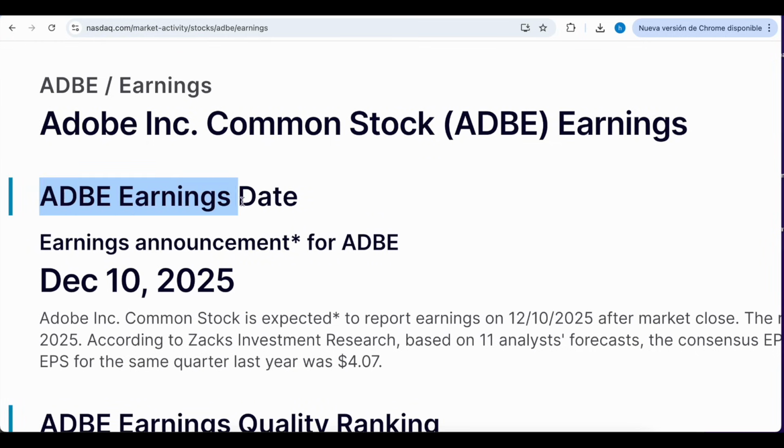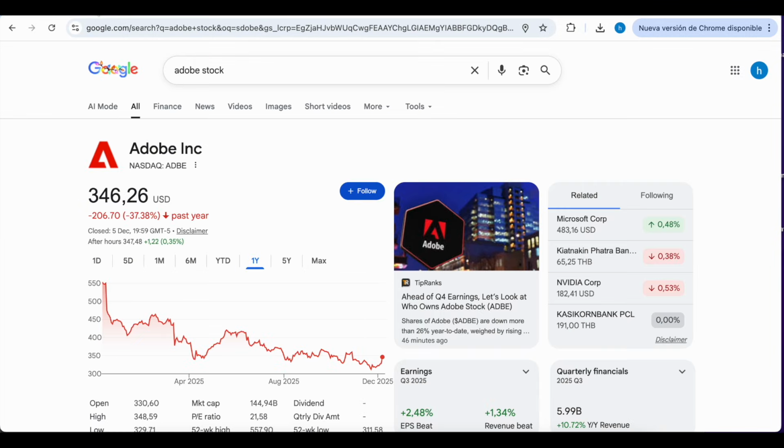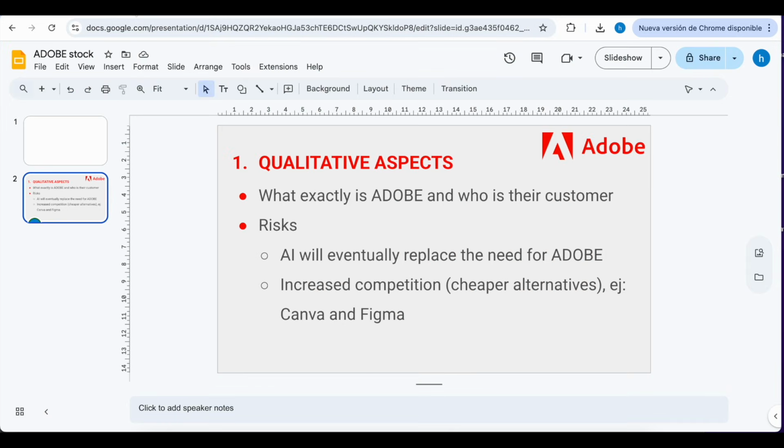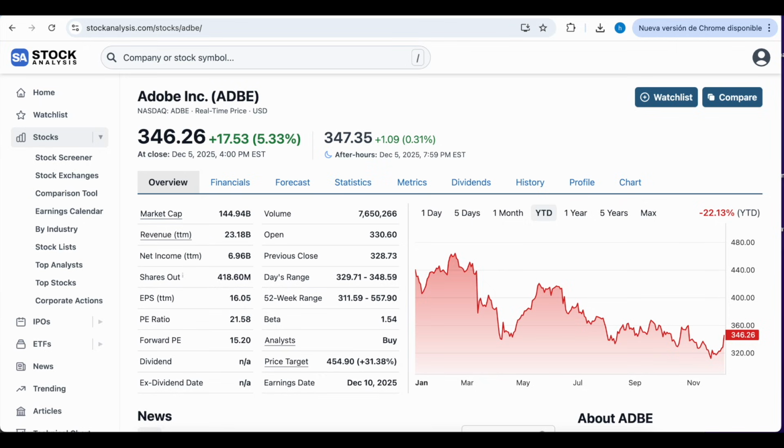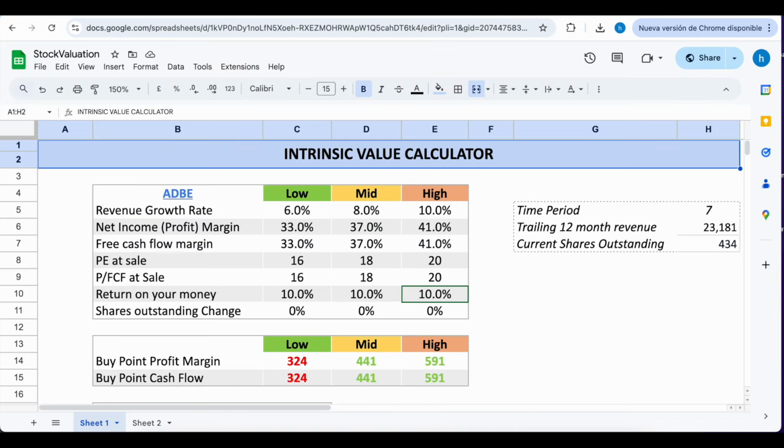Adobe is reporting earnings the 10th of December. The stock is down 37% in the past year. In this video, I am going to do an in-depth analysis of the company by analyzing both the qualitative and quantitative aspects of the business. Let's start with the quantitative, which includes going through their fundamentals and running a discounted cash flow model to see what returns we can expect if we buy Adobe stock today.